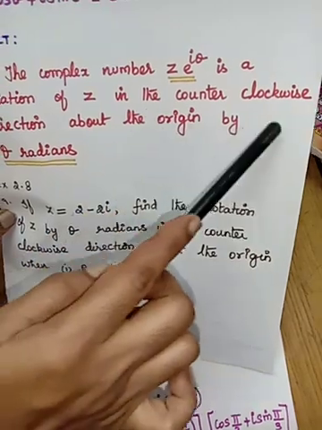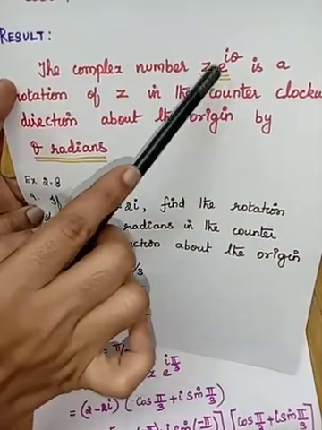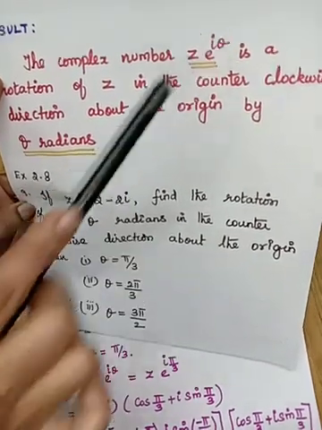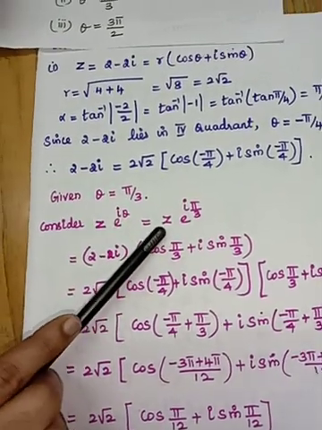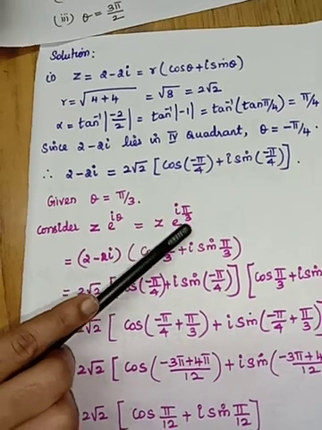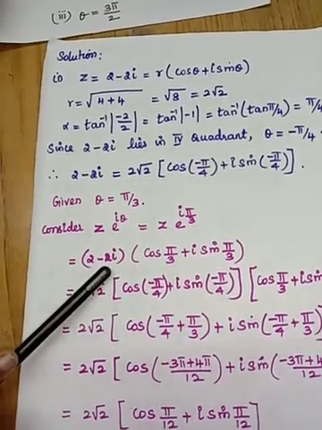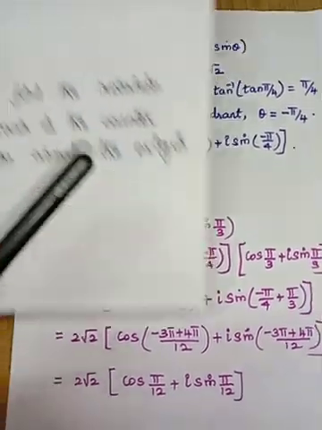The rotation of Z in the counterclockwise direction about the origin by theta means what you have to do? You have to multiply these two complex numbers. What is it? Z into e power i theta. So I consider Z into e power i theta, where in the place of theta I have substituted pi by 3. Z is nothing but 2 minus 2i. So how can you write e power i pi by 3? I have said, the Euler form.